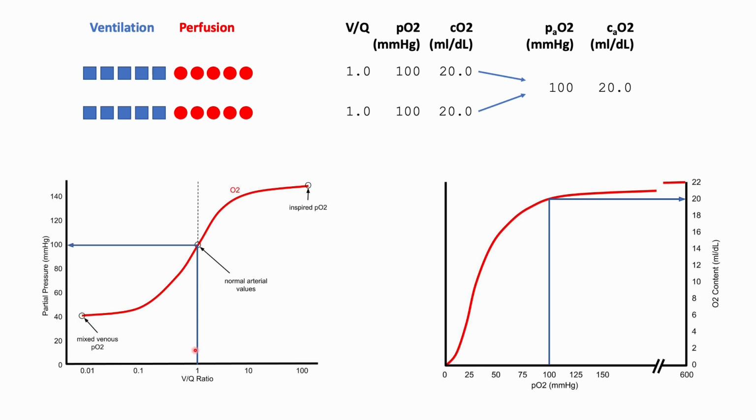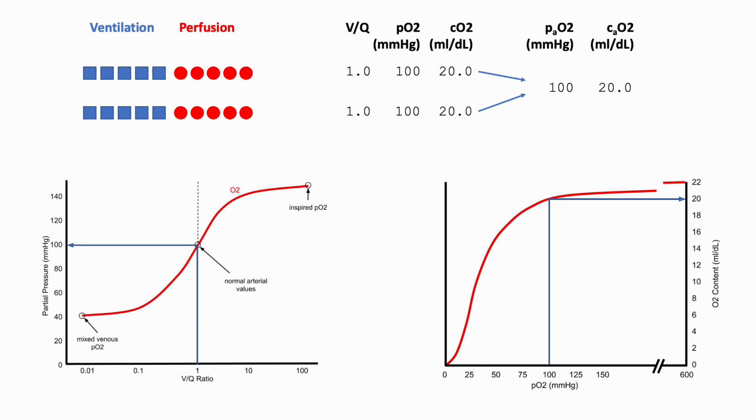Now in this case, for both lung units, the VQ ratio is 1, corresponding to a PO2 of 100, which corresponds to an oxygen content of 20 mL per deciliter. So when the blood from both of these lung units mixes together in the pulmonary vein, we get a weighted average oxygen content of 20 mL per deciliter, which corresponds to an arterial PO2 of 100.